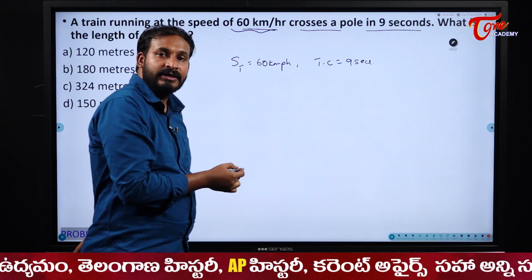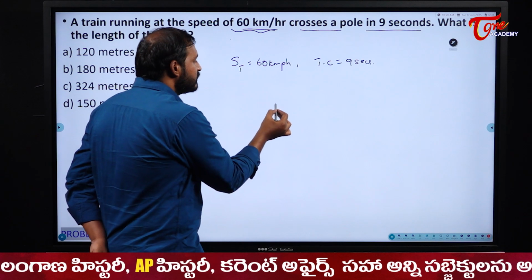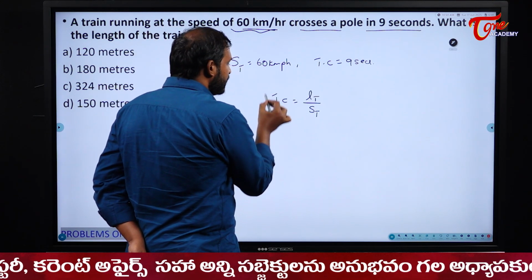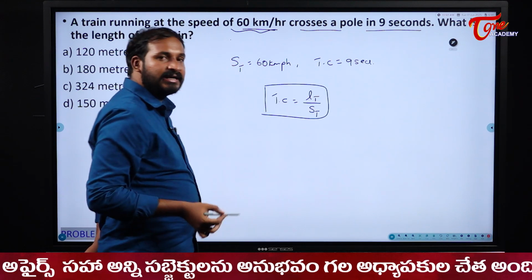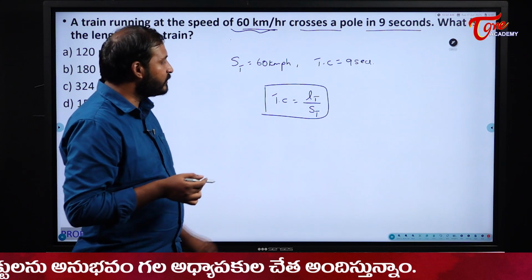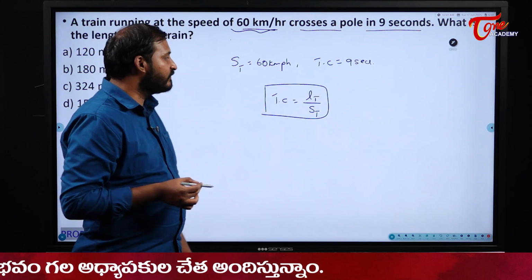Train and a pole. What is the time taken to cross? Time taken to cross is equal to length of the train by speed of the train. That's it, right? Why? Because here we are neglecting the width of the pole. Simple. So simply length of the train by speed of the train.